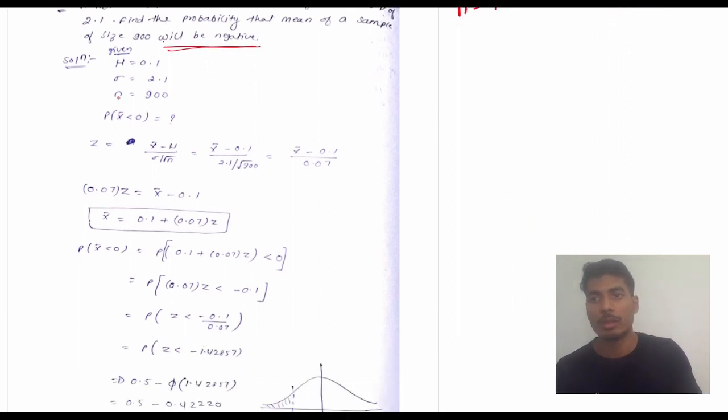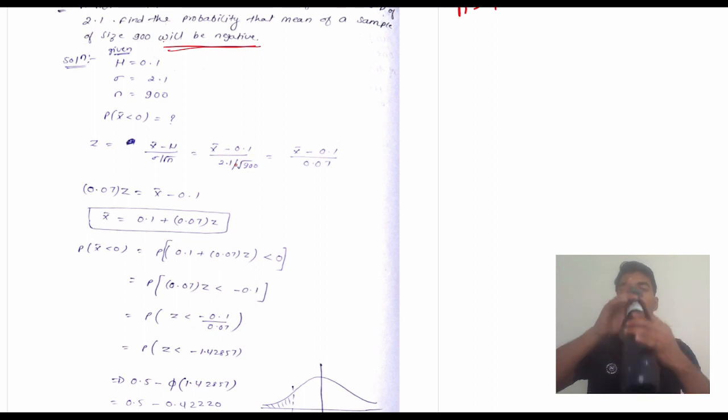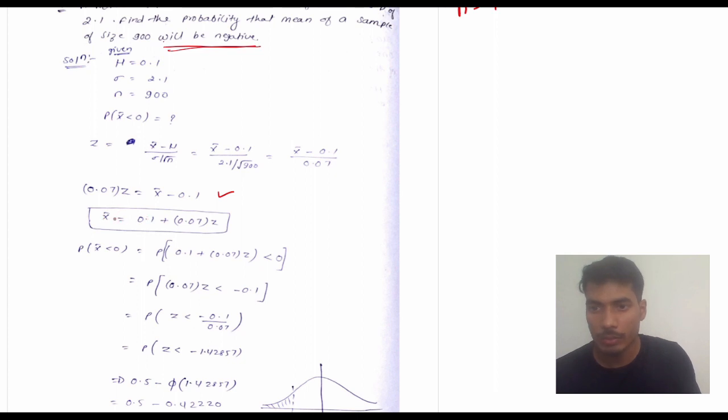So first we have to convert this x bar into the form of z. So z equal to x bar minus mu by sigma by root n. The value of x bar we don't know, so we keep it as it is, and we know the value of mu, 0.1, so we write 0.1. After putting in these values and solving, we get x bar equal to 0.1 plus 0.07 into z.